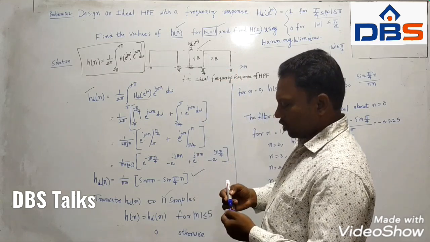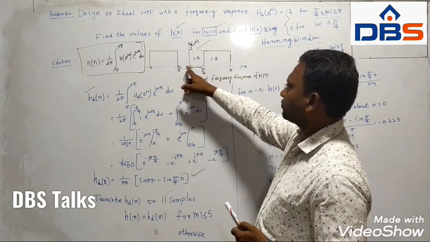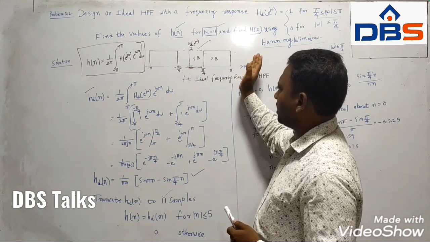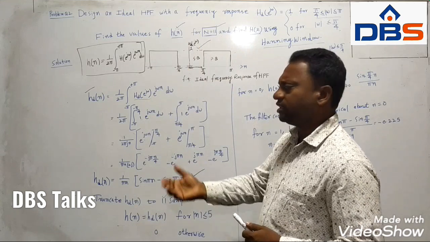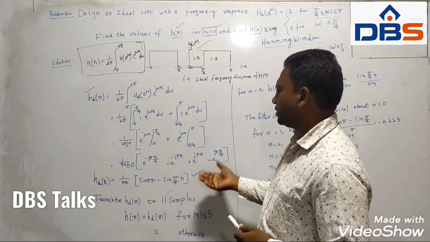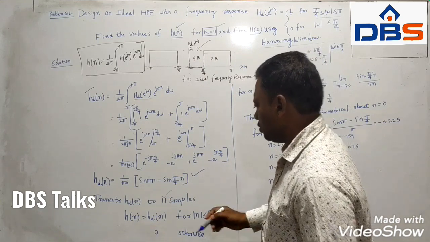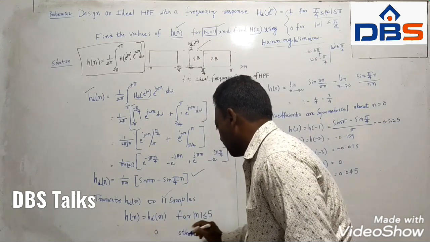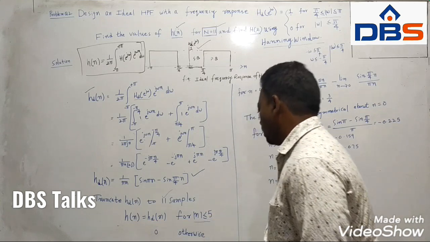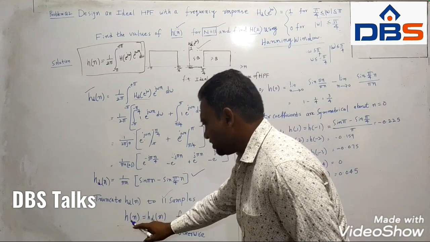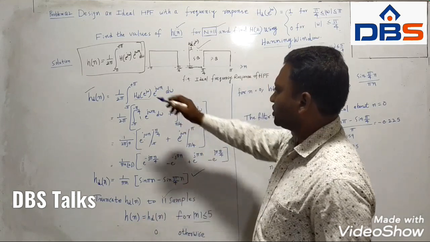11 samples means you will get one sample at the origin, 5 samples on the right side and 5 samples on the left side. Like that we have to take a total of 11 samples. It is always symmetrical about the origin. Now h of n is equal to hd of n for mod n less than or equal to 5, and 0 otherwise. So this h of n is the truncated version of hd of n.